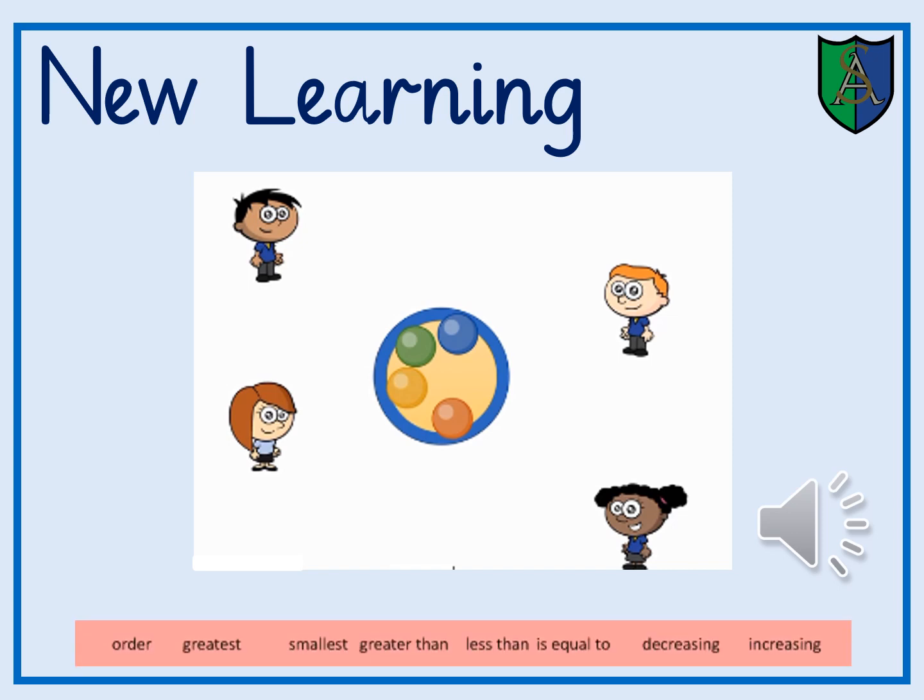Now we're going to contextualise your maths by telling you a little story. These 4 children are playing a game. They throw the ball into the hoop, and each time that they get it into the hoop, they get a point.